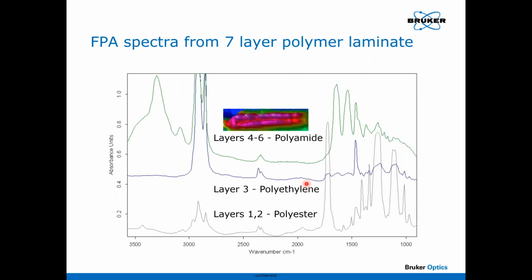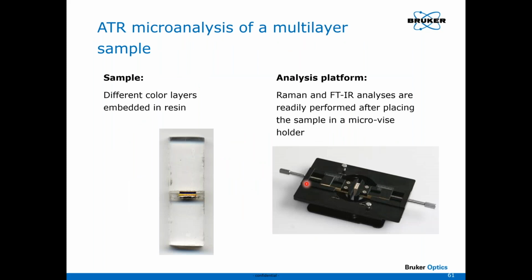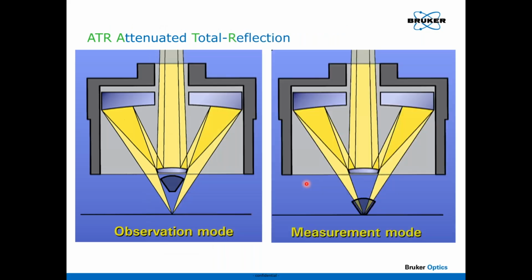And then I have the triplet polyamide layer. This is common. Polyethylene is also a common one that people will use, with many layers adhered together. And I have polyethylene and 2 layers of polyester. And so I wanted to show this example of a multi-layer sample. You can see I have a micro vise. I placed the chip in there. And I'm going to do this by micro ATR now.